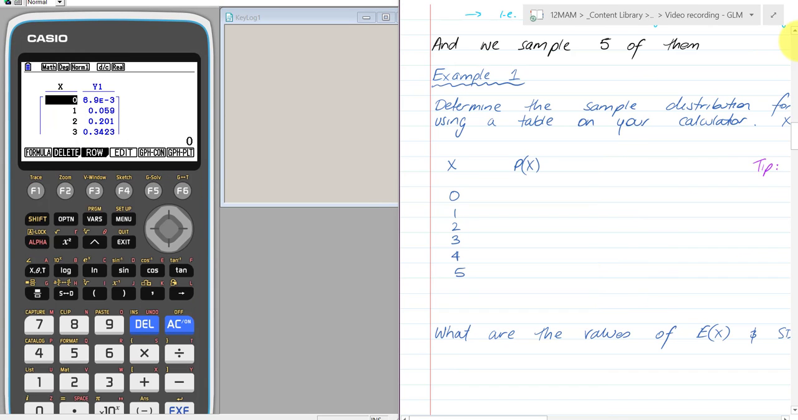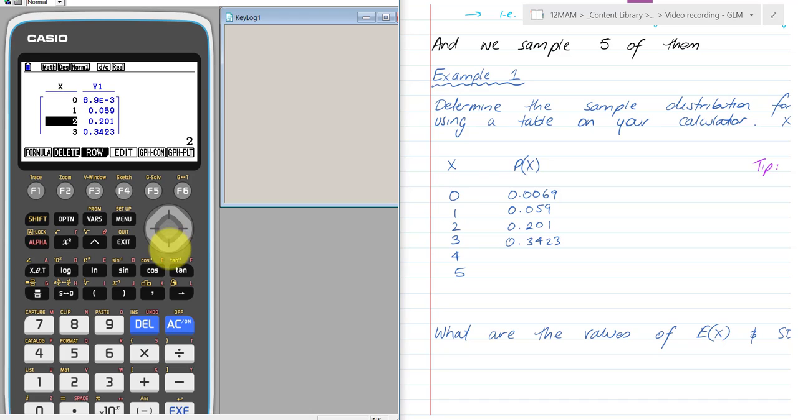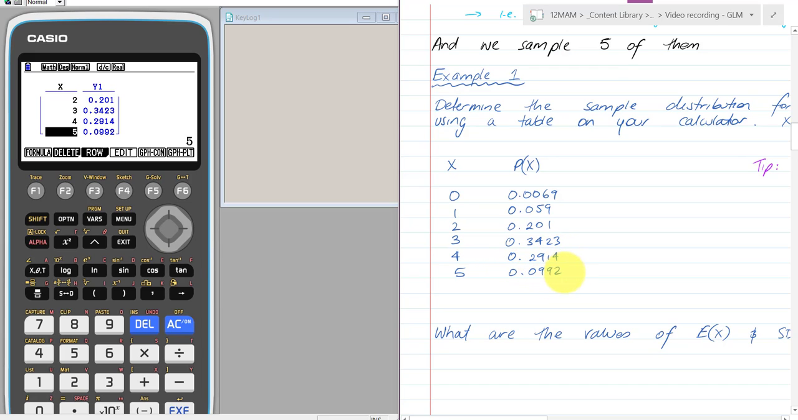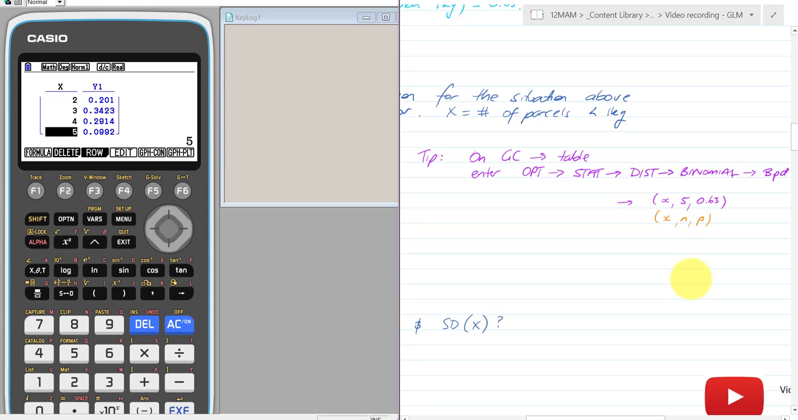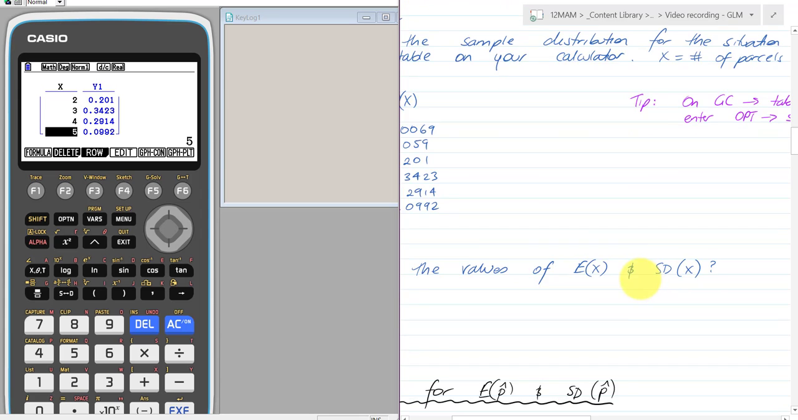If I move my OneNote to the side here, I can fill in these numbers. So I get 0.0069, and then 0.059, 0.201, 0.3423. It's been a little bit inconsistent in rounding, but then we get 0.2914 and 0.0992. And there's my probability distribution straight from that table using this notation. It's a really important way to understand how to do it because it might come in handy.